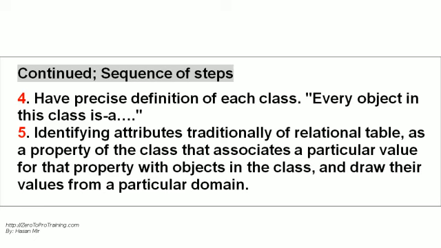Next, continued, sequence of steps. 4. Have a precise definition of each class. Every object in this class is an object. 5. Identifying attributes, traditionally of a relational table, as a property of the class that associates a particular value for that property with objects in the class, and draws their values from a particular domain.